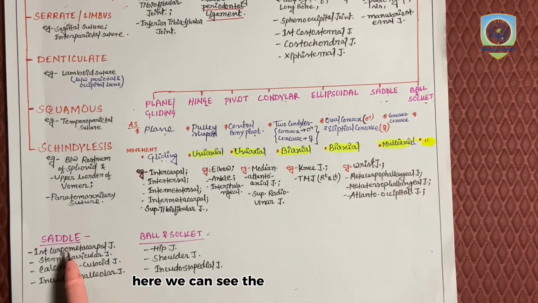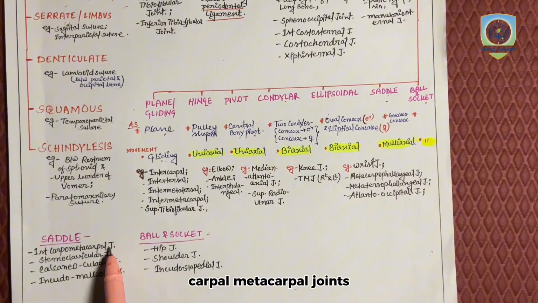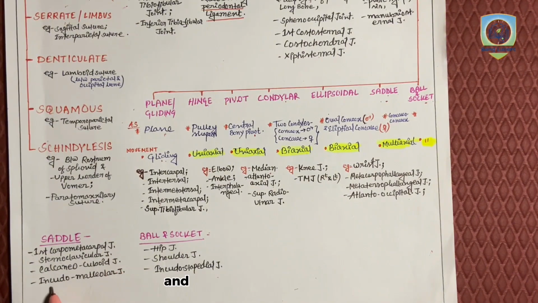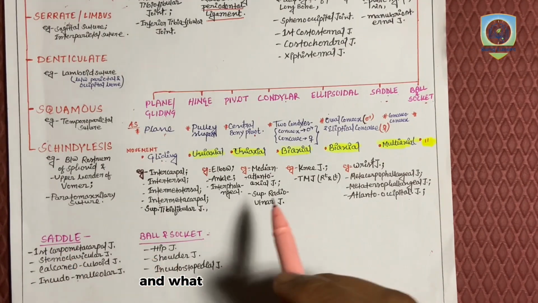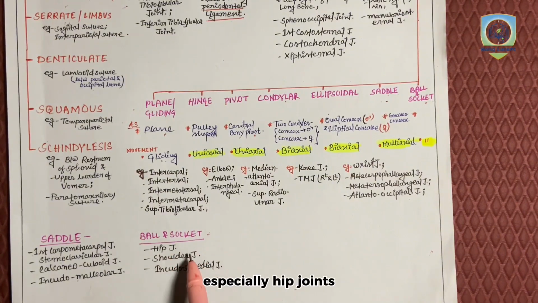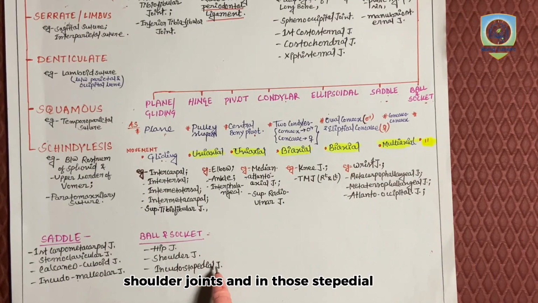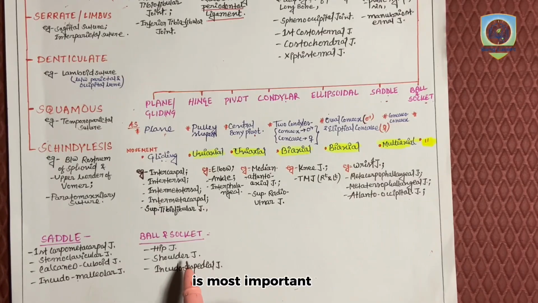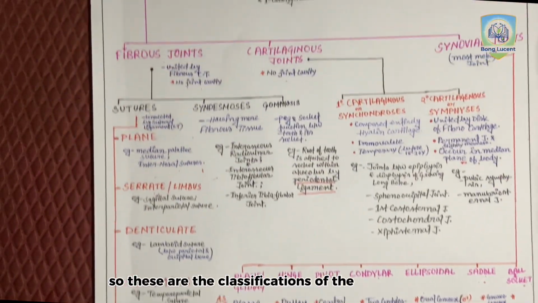What are the examples of saddle joints? The saddle joints are the carpometacarpal joint, the sternoclavicular joint, the calcaneocuboid joint, and the incudomalleolar joint. And what are the ball and socket joints? Especially the hip joint, shoulder joint, and incudostapedial joint. Hip and shoulder joints are the most important because they are frequently asked as SAQs, and you can also see hip and shoulder essay questions in university exams.